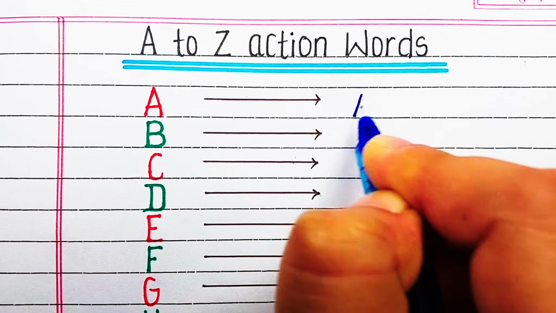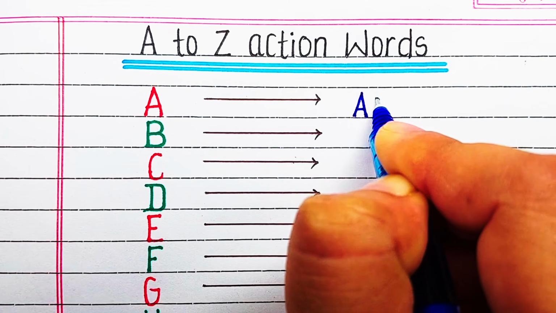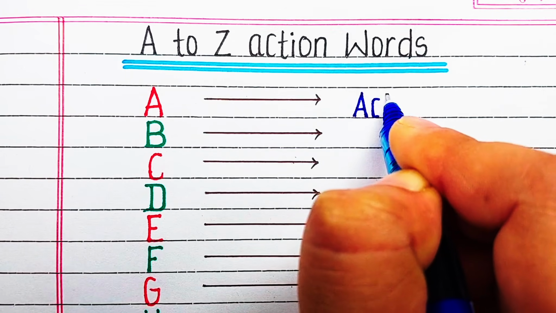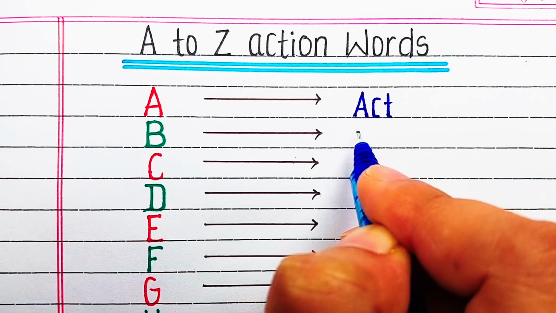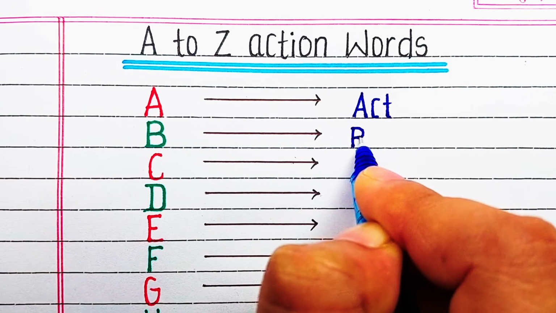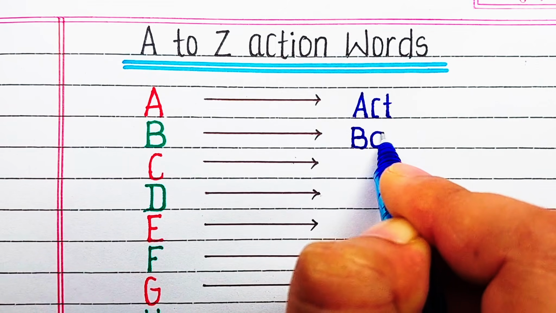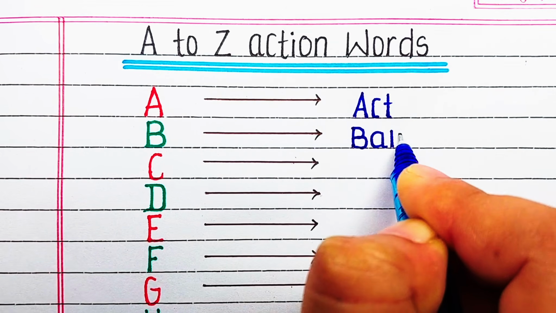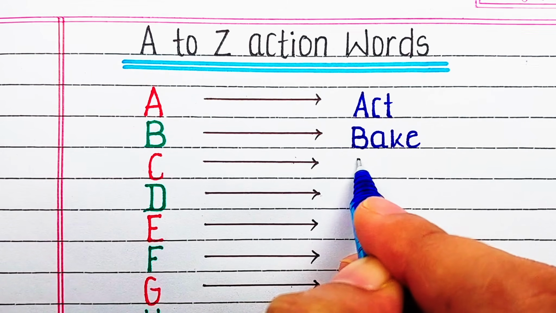In this video, we will learn and write action words or action verbs starting from alphabets A to Z in English. First is alphabet A. The action word starting from alphabet A is ACT, act. Next is alphabet B. The word starting from alphabet B is BAKE, bake.